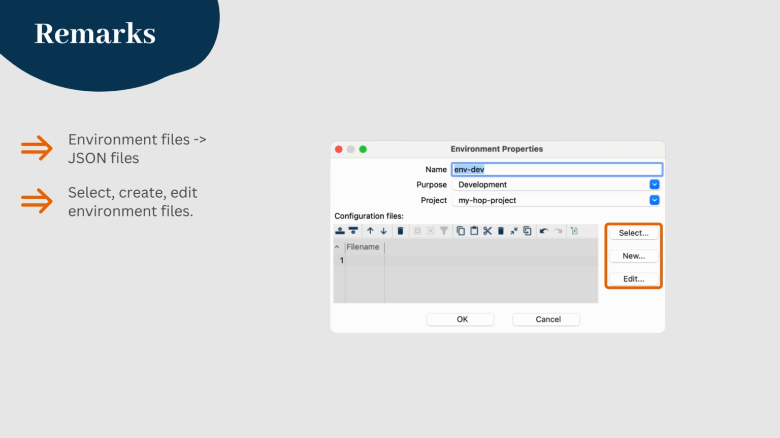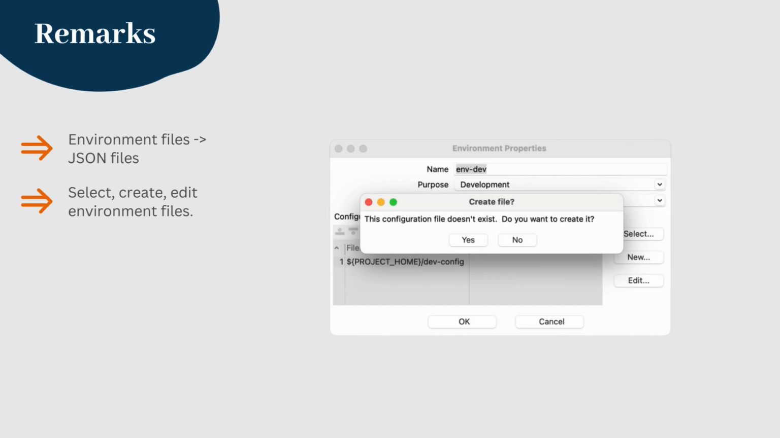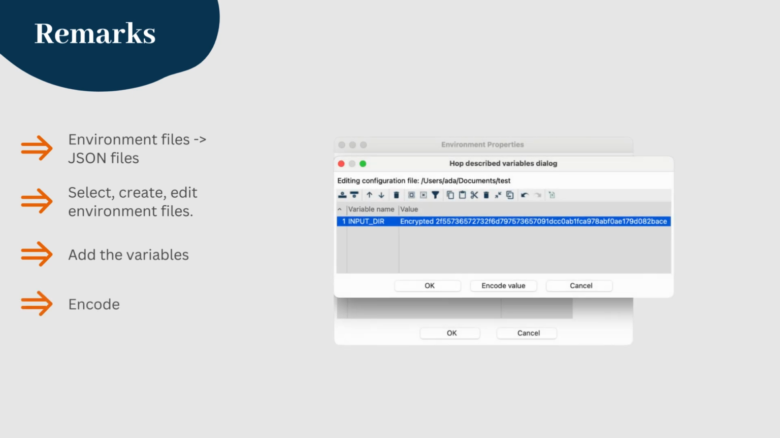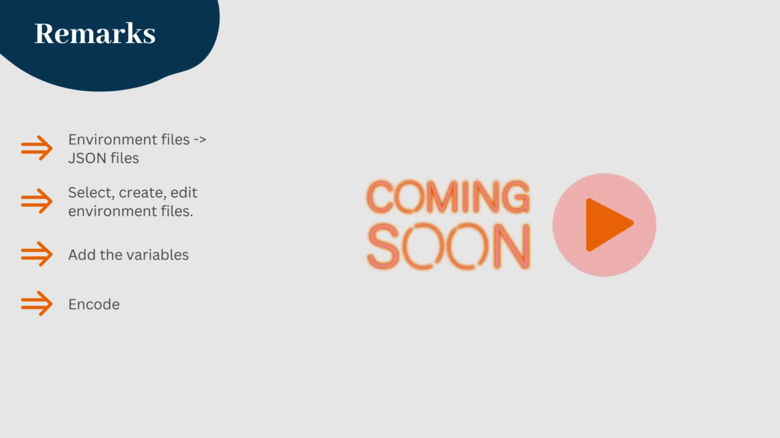Some remarks before continuing. Environment files are essentially JSON files that store your configuration settings. You can select, create, and edit these environment files directly. If you specify a location for an environment file that doesn't yet exist, you'll be given the option to create it. Within your environment files, you can define variables, such as input_dir, to specify paths or other settings unique to the environment you're configuring. It's also possible to encrypt the values of your variables for added security. We'll delve into each of these aspects in more detail in the upcoming videos.